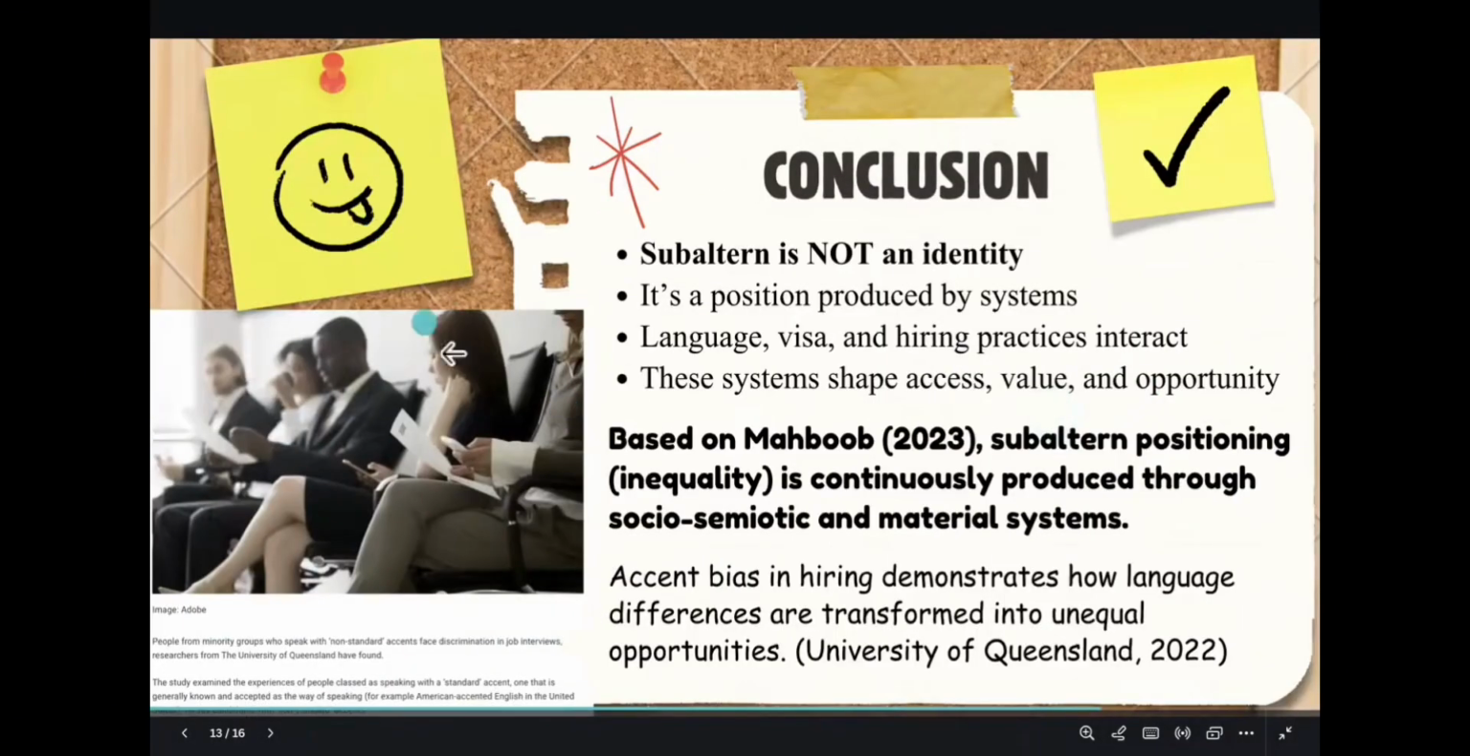So bringing all this together, being subaltern is not about identity, it's about position. International students are not naturally disadvantaged. Their position is shaped by language, visa policies, and hiring practices. And these systems shape both access to opportunities and how people are valued. Based on Melbo's framework, inequality is not natural. It is produced through socio-semiotic and material systems. We see this clearly in hiring, where something like accent seems neutral but creates unequal opportunities. So ultimately, the subaltern positioning is not given, it is actually produced.